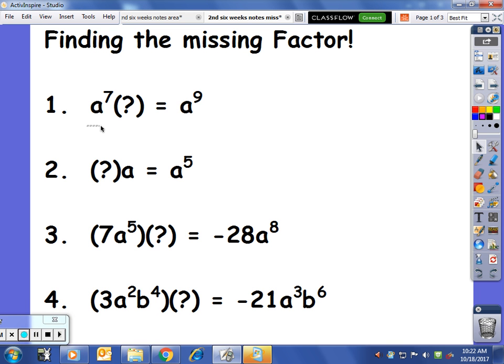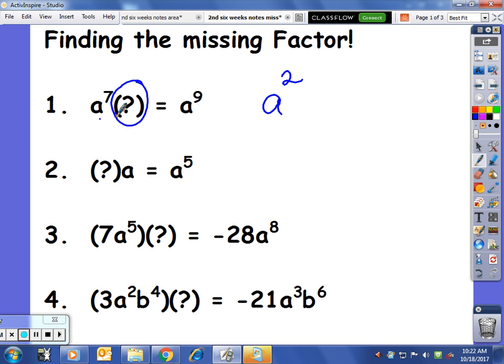So a to the 7th times some mystery factor equals a product of a to the 9th. The missing mystery factor is a squared, because a to the 7th times a squared is how you would land at a to the 9th. Are you with me? What did we do with the exponents to find the answer? We subtracted them, because we're going backwards here.